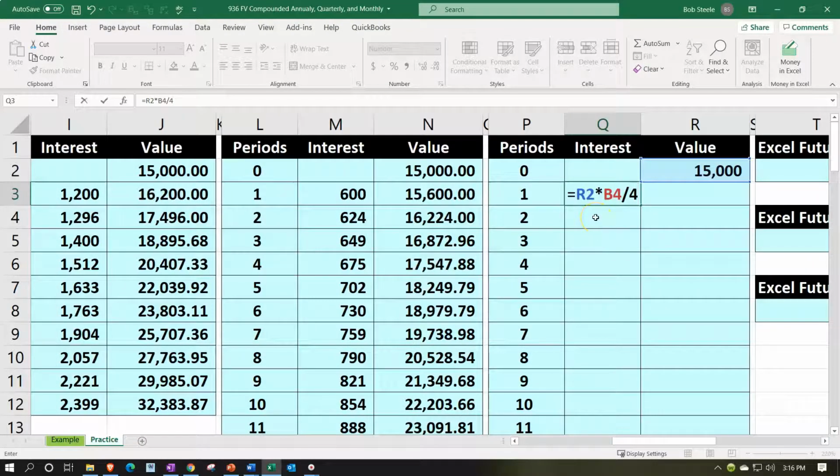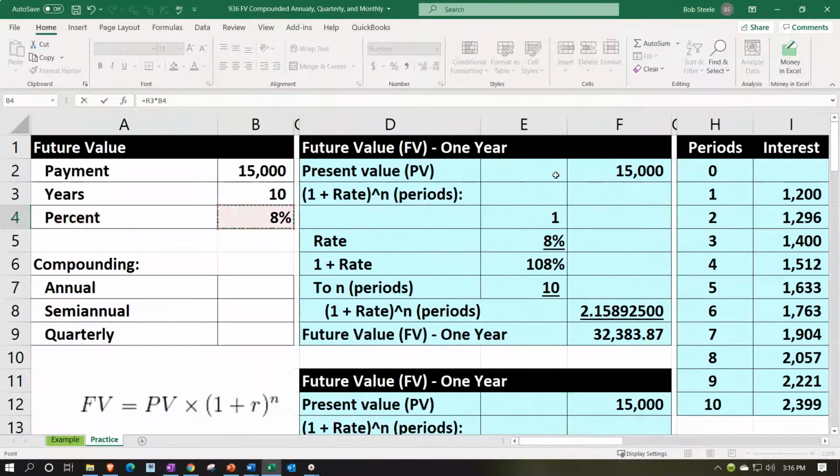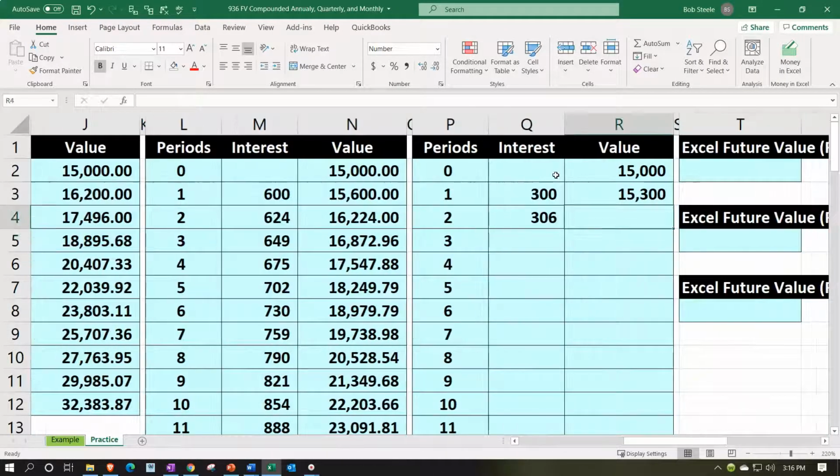We're taking the R2 times B4 divided by 4, and then if we add this up, the 15,000 plus the 300 is now the 15,300, which you can see the differences here in the interest calculations as we go, because now period 1, period 2 are not years, but rather quarters, every 3 months as opposed to every year or every 6 months or semi-annual. So this is going to be times the 8% divided by 4. So there we have it again, and it goes up. As we can see, we got the 15,300 plus the 306.